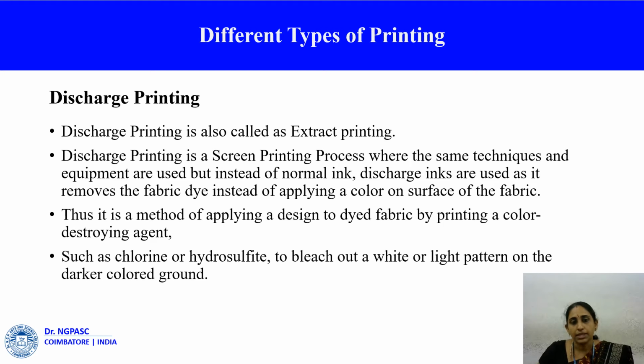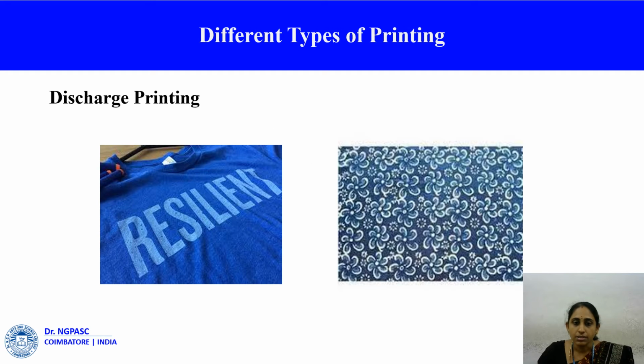Thus, it is a method of applying a design to dyed fabric by printing a color destroying agent such as chlorine, hydrosulfide or bleach, leaving white or light patterns on the darker colored ground. These are the two images of discharge printing.